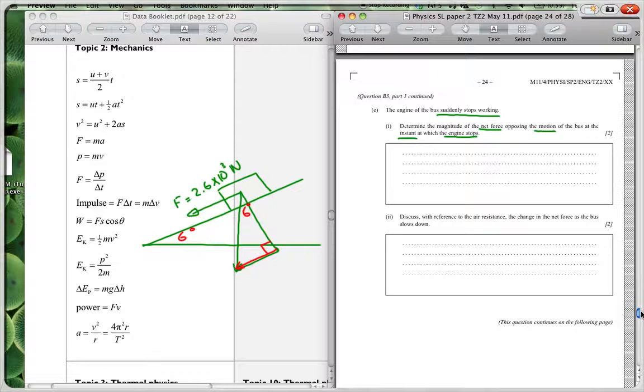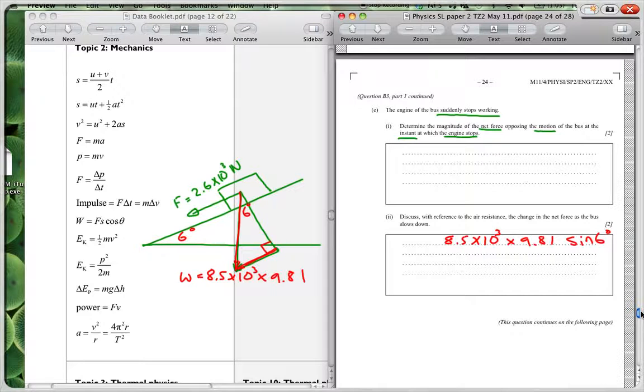of the actual bus is given by the mass, 8.5 times 10 to the 3, which is what you're told, times 9.81. That will be the weight. And so this component that we are looking at is going to be 8.5 times 10 to the 3 times 9.81, because this is the hypotenuse and this is opposite. It's going to be the sine of 6 degrees.